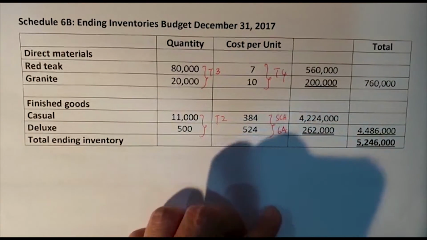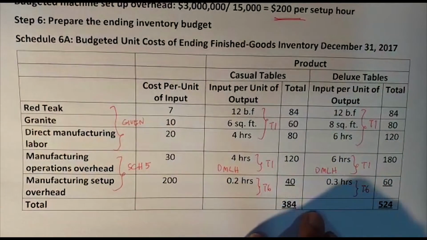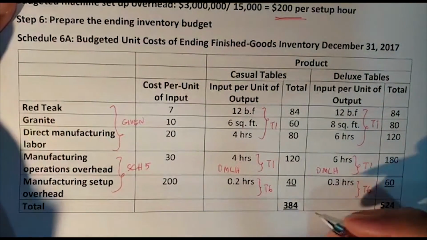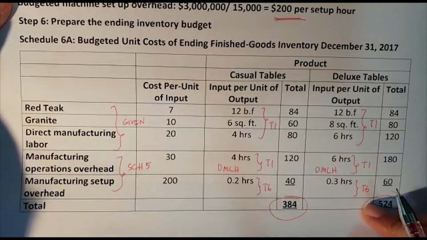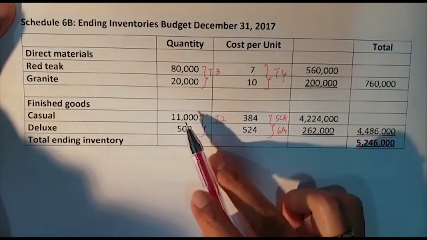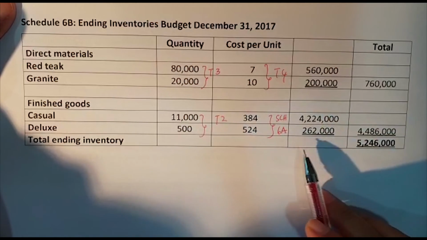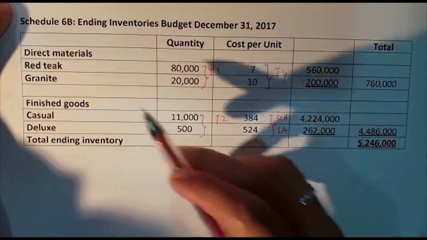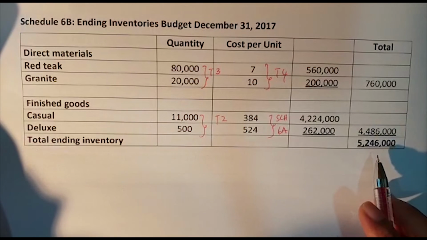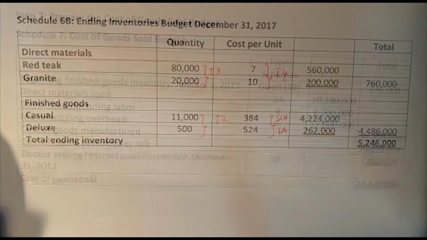And for the cost per unit, we already calculated it in table 6A. Here 384 and 524. So this 384 and 524 is actually the cost per unit. So we just put it here and multiply this with this. We get this figure, 500 times 524, and we get this figure, and the total ending inventory for both direct materials as well as finished goods would be 5,246,000. So that's basically the information that we need to gather in schedule 6B.